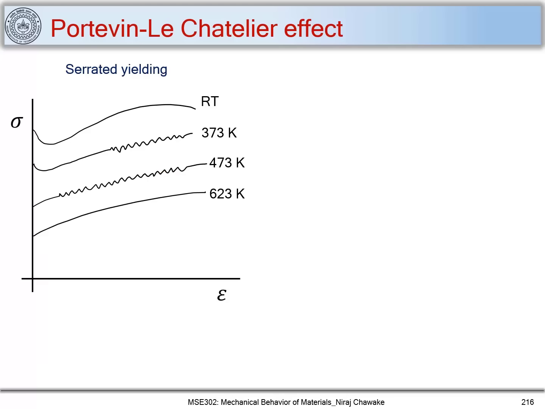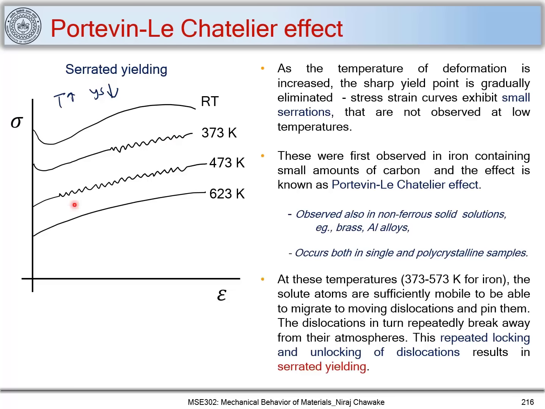And if I again increase the temperature, we don't see this serrated yielding. So you can see that as I go on increasing the temperature, the yield strength is dropping. Let me write that down here. So as temperature increases, yield strength decreases. And in this regime of temperatures, that is from 373 to 473 Kelvin, you get serrated yielding. And why is that happening? We have this serrated yielding because of continuous locking and unlocking of dislocations by carbon atoms.